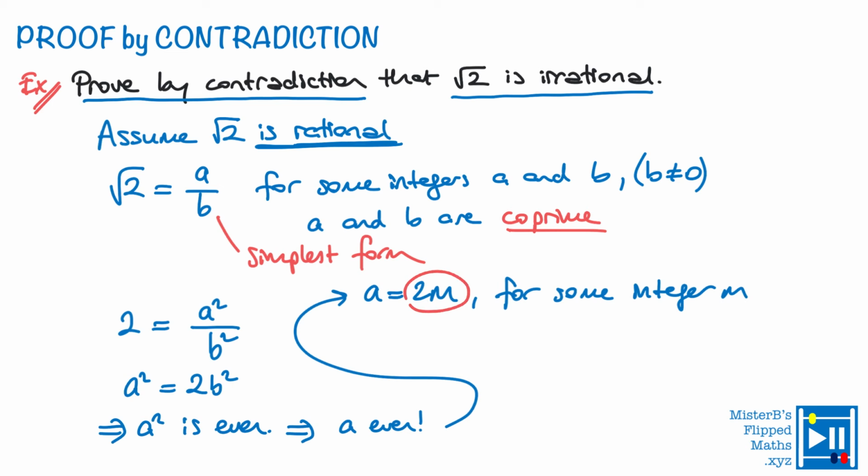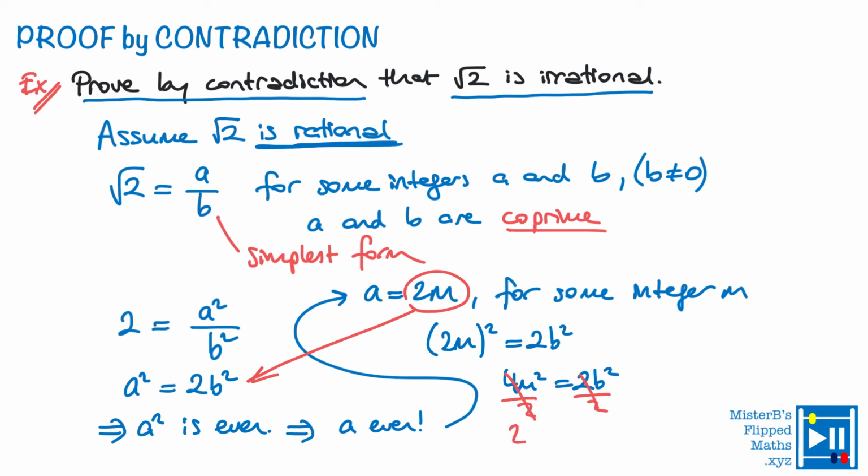If I write this back into here, I'm going to end up with (2m) squared equals 2b squared, which means 4m squared equals 2b squared. But you can see that I can simplify both sides of this equation by 2, ending up with 2m squared equals b squared. This means that b squared is even. But I know if b squared is even, then b is even, right? Because of the previous example.